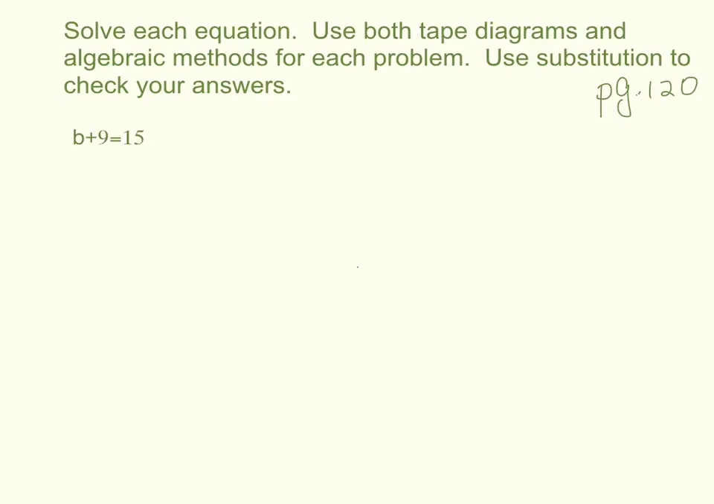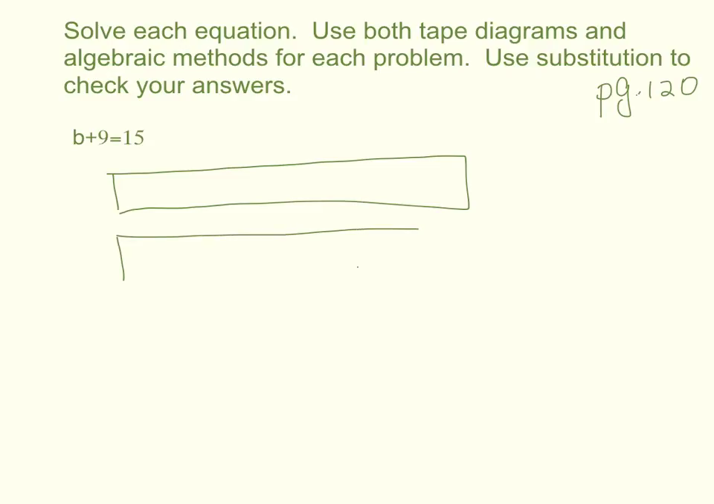We are on page 120. We're going to solve each equation using both tape diagram and algebraic method for each problem. Then we'll use substitution to check our answers. So as we take a look at the first example, b plus 9 equals 15. Our first activity will be to draw two tape diagrams that are the same length. The top tape diagram will be the whole, or 15. We're going to divide the bottom tape diagram into two parts, b and 9.